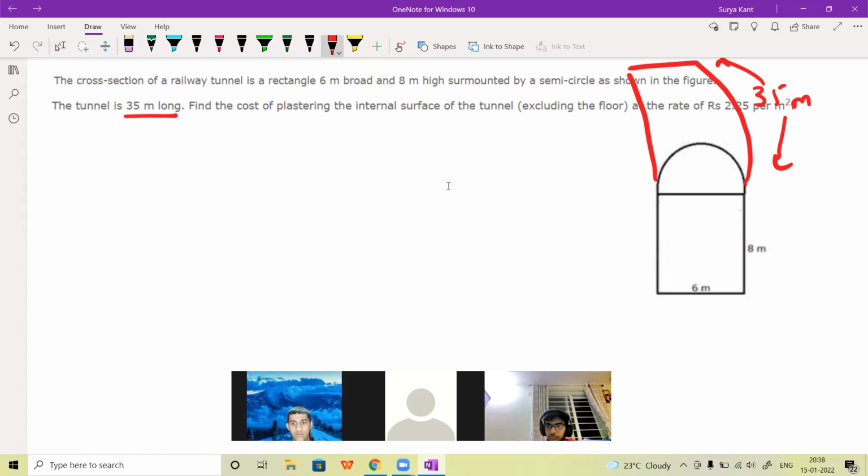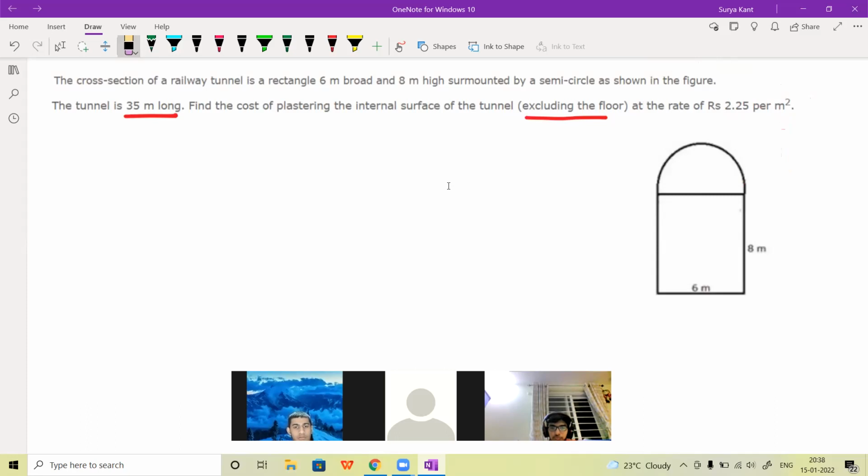So you have to find the cost of plastering the internal surface of the tunnel excluding the floor. Floor is not required, at the rate of 2.25 per meter square. It's easy, no? So first you can find the surface area. This part you just see. This part you should paint, and this top part also you should paint, right?